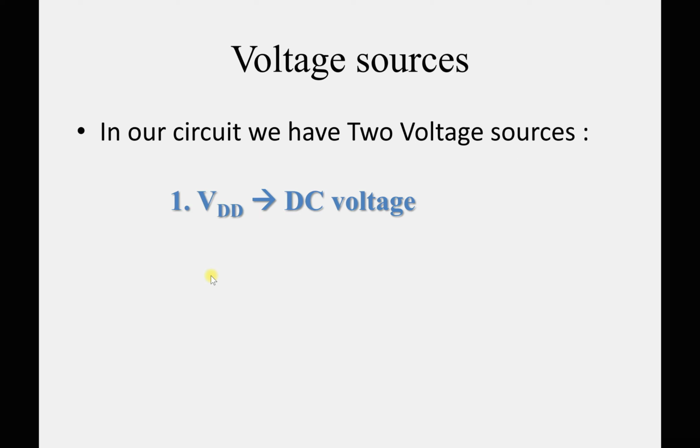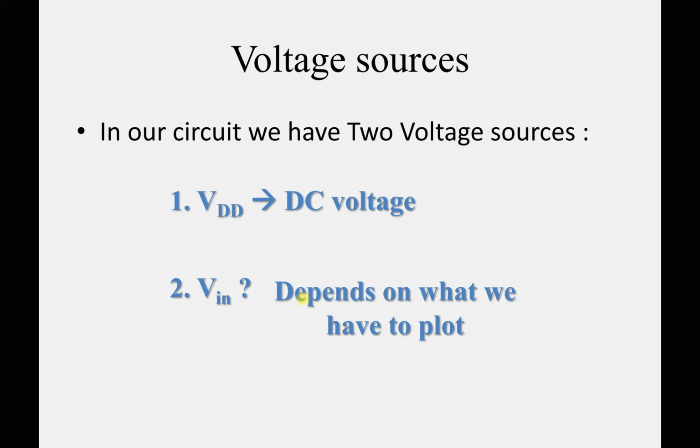For the 2 voltages that we had, we said that VDD is a DC voltage source all the time, while the input or V input could be a DC or a pulse voltage source depending on what we have to plot. In the first plot, we wanted to plot the voltage transfer characteristic, so we set V input to be a DC voltage source.